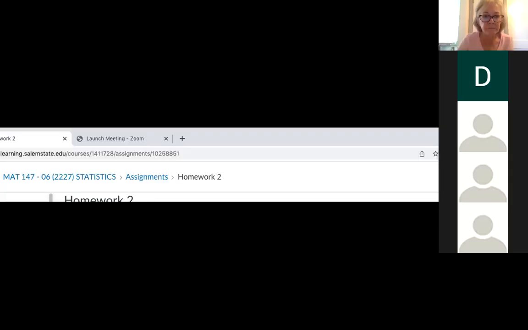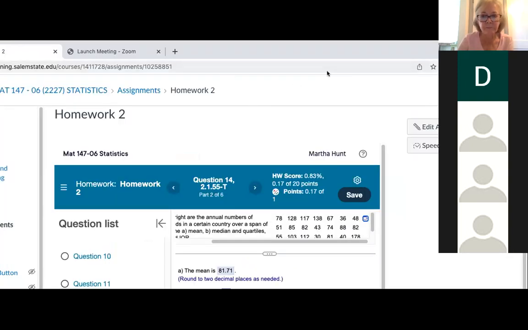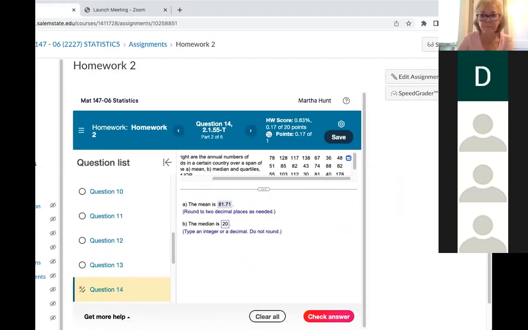Oh, shoot, where's my problem? Oh no, share screen. Oh no. Can you see the screen? Yep. Okay.